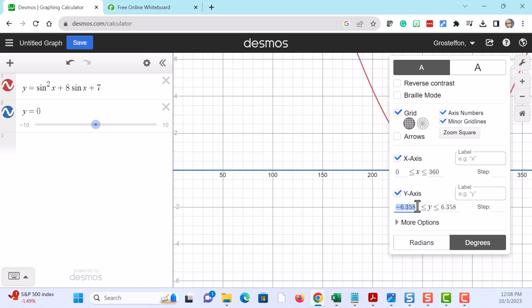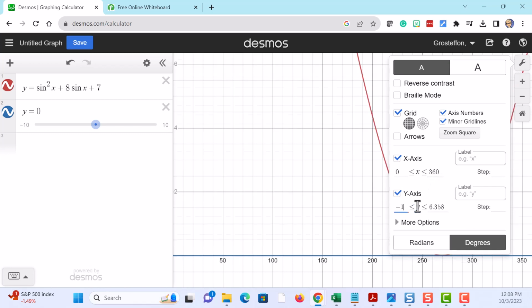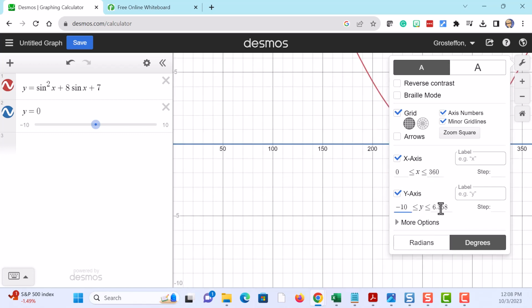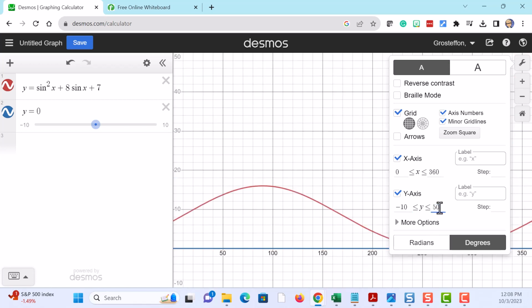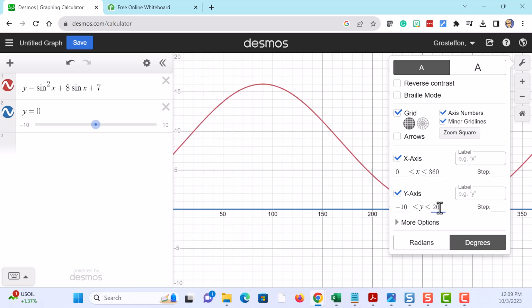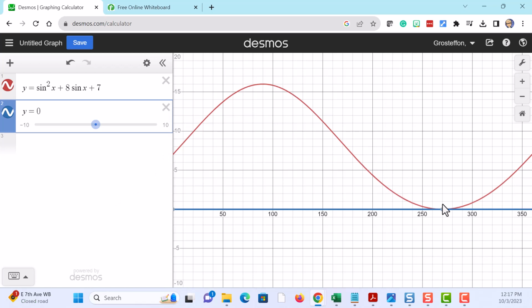For our y-axis, we try negative 10 to 10. Actually, just looking at the graph, maybe we need to make our y value bigger. Let's try 50. That looks a little bit too big. I'll do 20 instead. From the graphs, we see that there is indeed just one point of intersection between 0 degrees and 360 degrees, and that's 270 degrees.